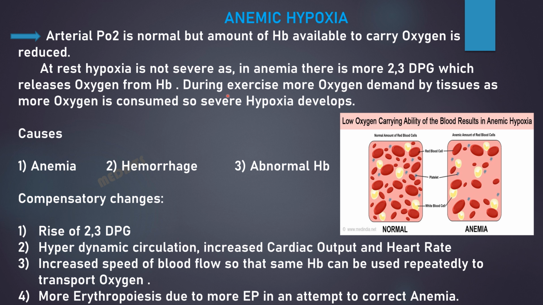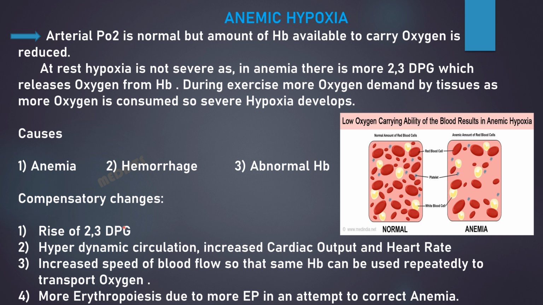Now during exercise, as we all know, we need more oxygen. It consumes more than ever. So what happens if this continues? It develops to severe hypoxia, right? Causes are anemia, hemorrhage, abnormal hemoglobin.